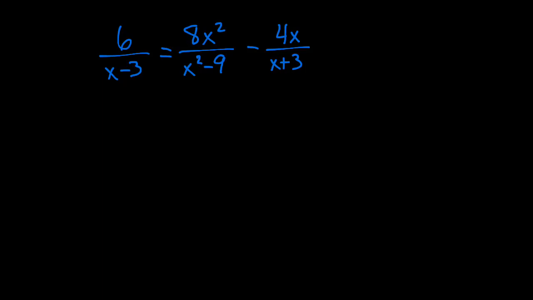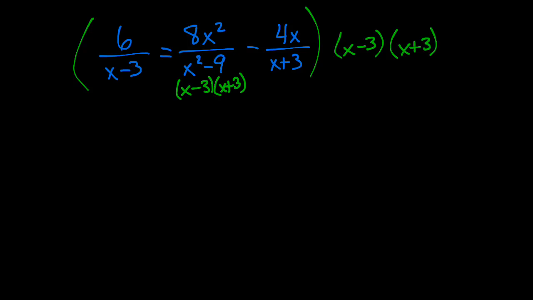So here we have 6 over x minus 3 equals 8x squared over x squared minus 9 minus 4x over x plus 3. Again, real quick, we maybe just want to factor each of the denominators. X minus 3 is good. X squared minus 9 factors into x minus 3, x plus 3. And then x plus 3 is good. So the things we need to eliminate are an x minus 3. That takes care of the first one. In the second fraction, x minus 3 is covered, so we need an x plus 3. And then in our last fraction, we have 4x over x plus 3. That x plus 3 is taken care of.